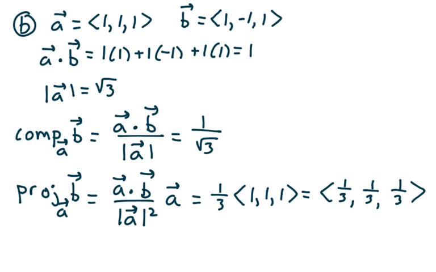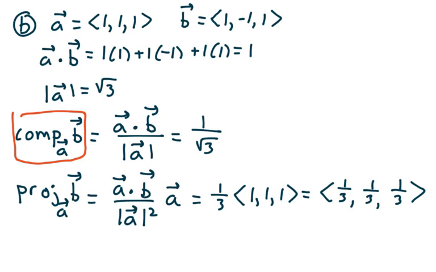All right? So the scalar projection of B onto A, that's this piece right here, is the dot product of A and B divided by the magnitude of A. And the dot product of A and B is 1. The magnitude of A is the square root of 3. So we get 1 divided by the square root of 3.